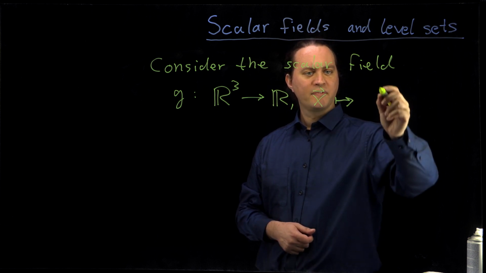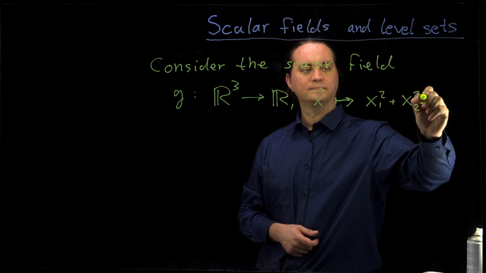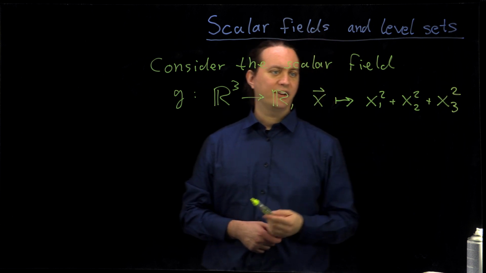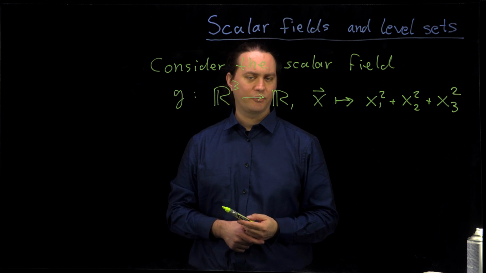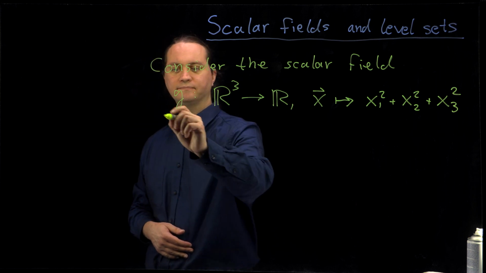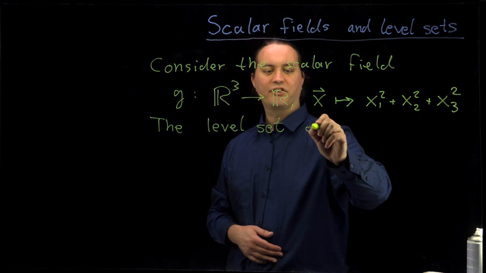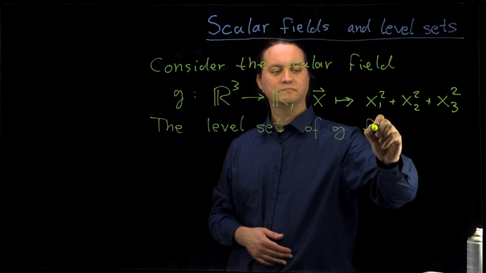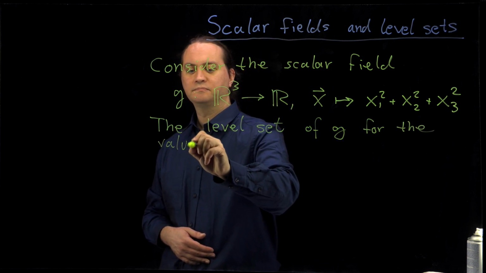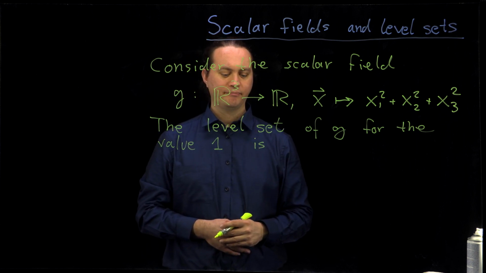It just takes a vector, and what it does is it adds up the squares of the coordinates. So we take a vector x, and we get x1 square plus x2 square plus x3 square. The level set for the value 1 is defined as follows. The level set of G for the value 1 is the following set of vectors.